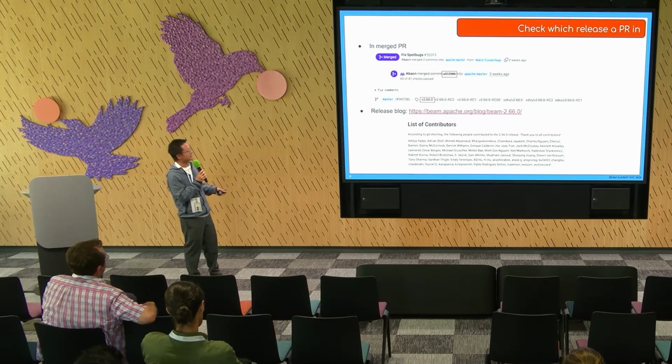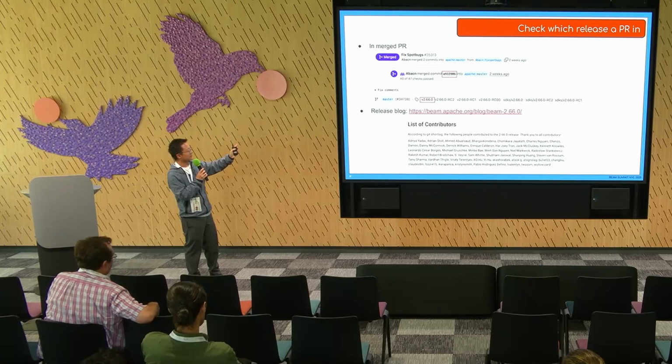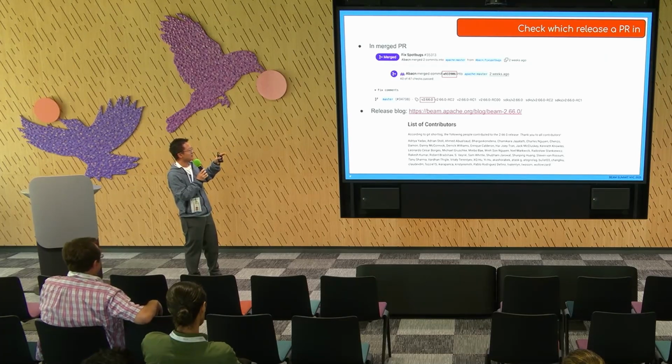Finally, the last thing: you have merged your code, and you want to see if it's in the next Beam release. One way you can do this is to go to the past pull request, click that commit, and it will show all the tags that this commit is in. For example, this pull request appears in Beam 2.66. And you can also check out the release blog.